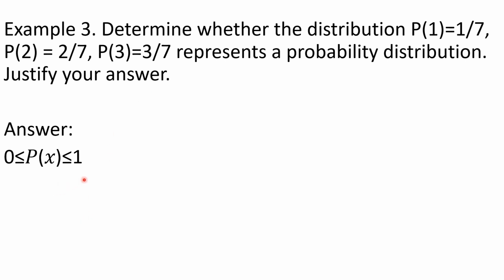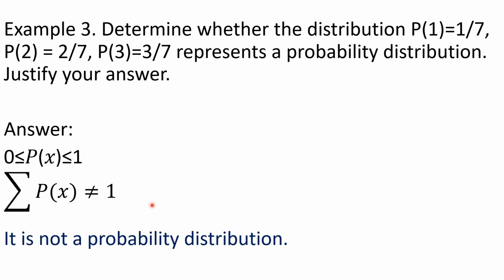And then for the second condition, their sum must be equal to 1. Let us try to add them. Since these are similar fractions with the same denominators, we'll just add their numerators. 1 plus 2 plus 3 is 6. So the total is 6 over 7. It is not equal to 1. Since the total is not equal to 1, it does not meet the second condition. One condition is not met, therefore, it is not a probability distribution.